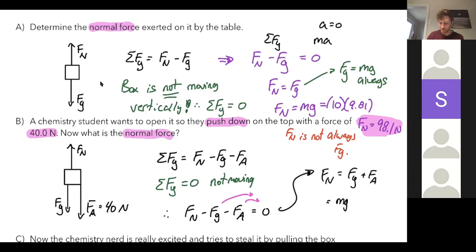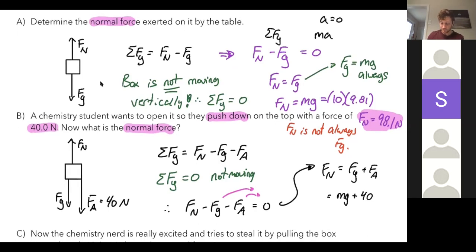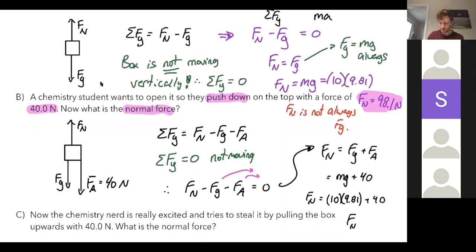We have mg plus 40 because there's our applied force, which means we already know what Fg was. That's 10 times 9.81, plus 40, which means our normal force is going to equal 138.1 newtons.